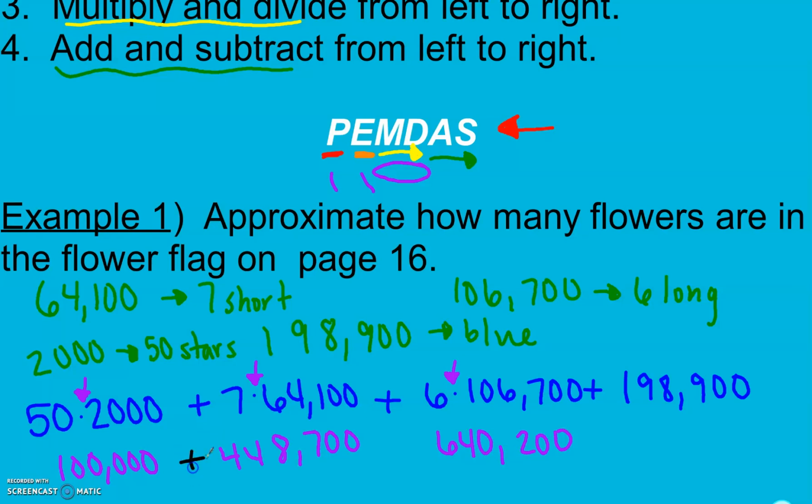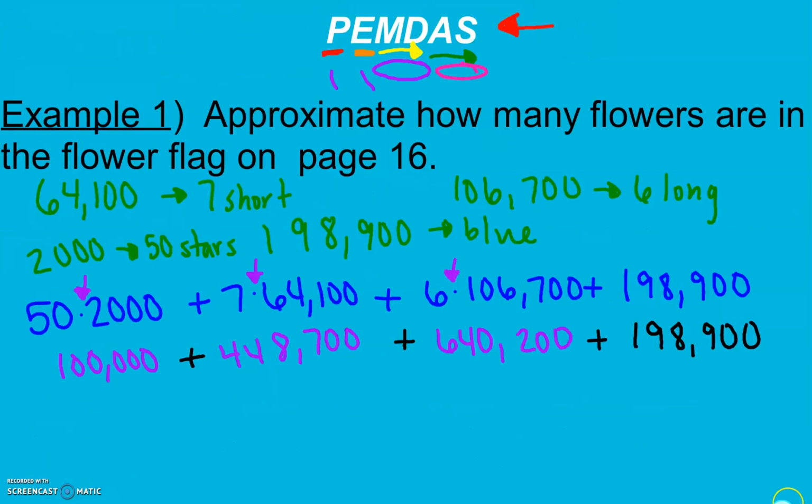I still have a plus here, and a plus here, and a plus here with a 198,900. Last thing I'm going to do according to PEMDAS is add and subtract same time. So here I see addition, so I'm going to add all the way across, and I'm going to get 1,387,800. And that's how many flowers are in the flag.